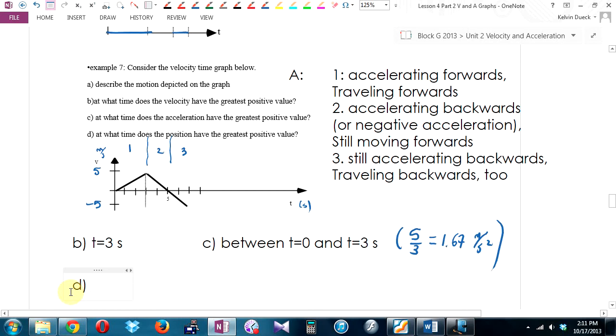At what time does the position have the greatest positive value? When are you furthest away from home? At 3 seconds? No. 3 to 7. 3 seconds and 7 seconds. 5 to 8. Let's find out. Watch.